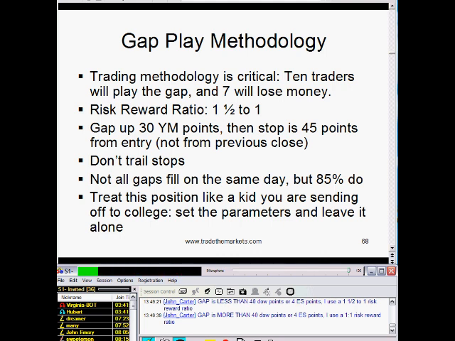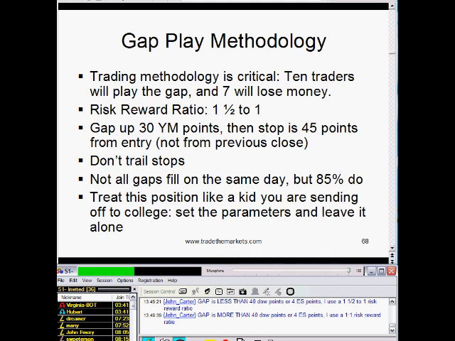The reason I use wide stops on these gap plays is that by using the wider stops, you've got an 85 to 90% chance of winning on that trade. So even though your risk reward is greater, the number of times that you're going to win is also much greater. If you're using real tight stops, you're going to get stopped out of these trades more often than not. So that's a little trickier.